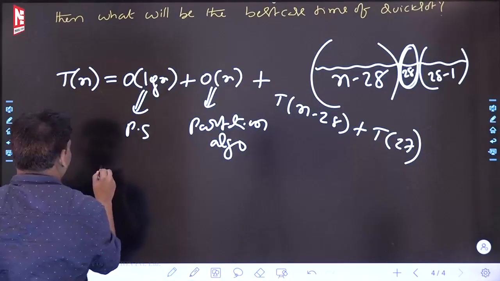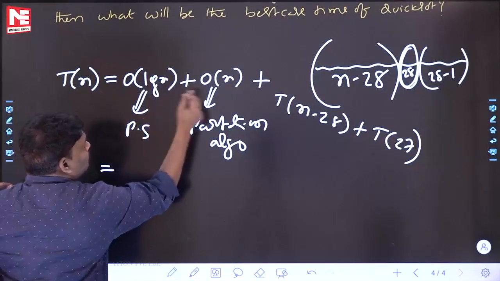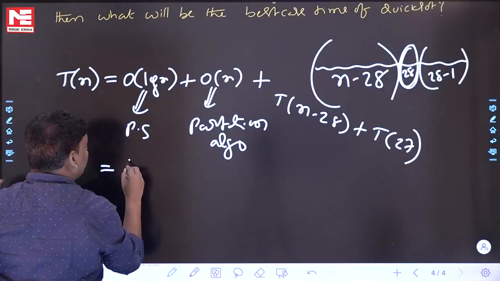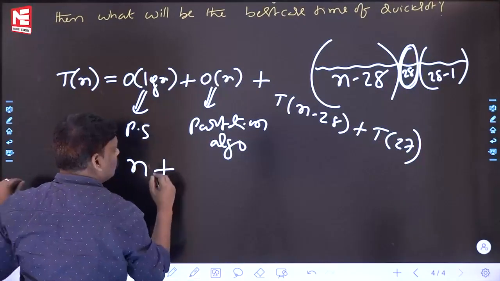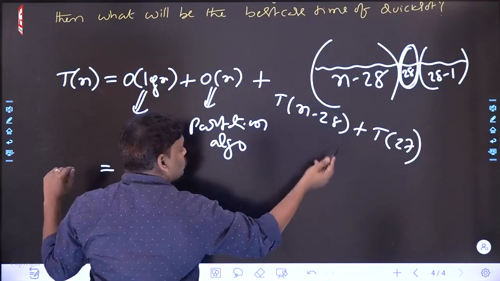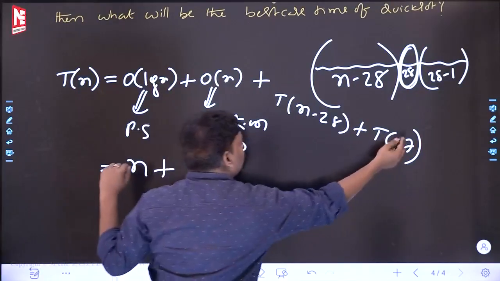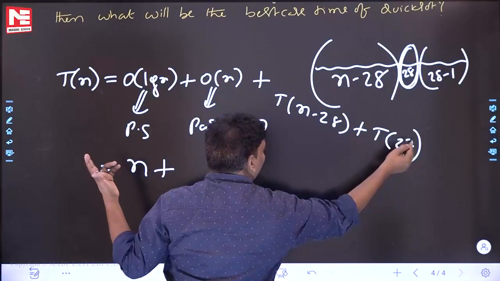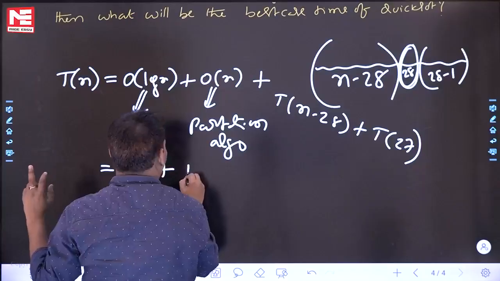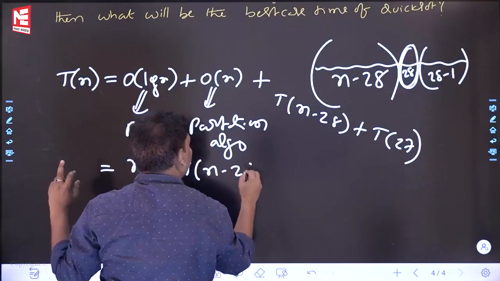Please be careful. Next one, log n plus n. What is the answer? N plus T of n minus 28, T of 27. Everyone knows the constant elements will take constant time. Don't think that much. This one, think about T of n minus 28.